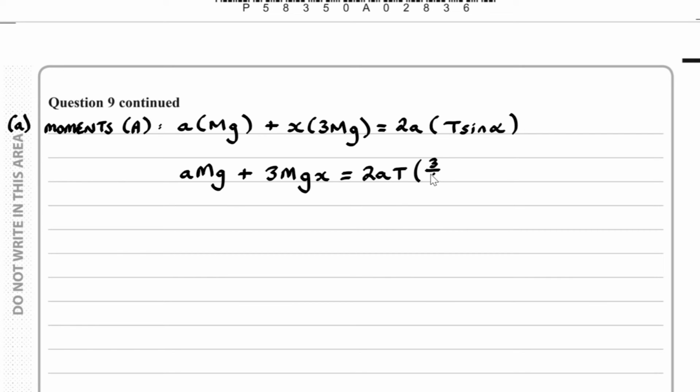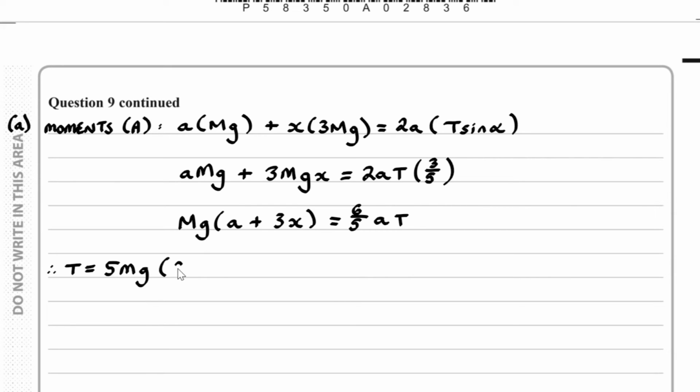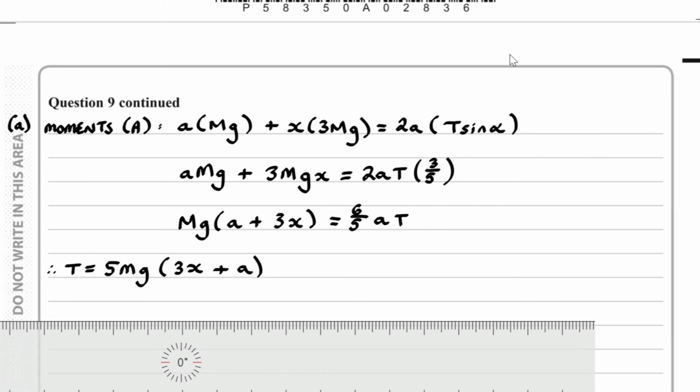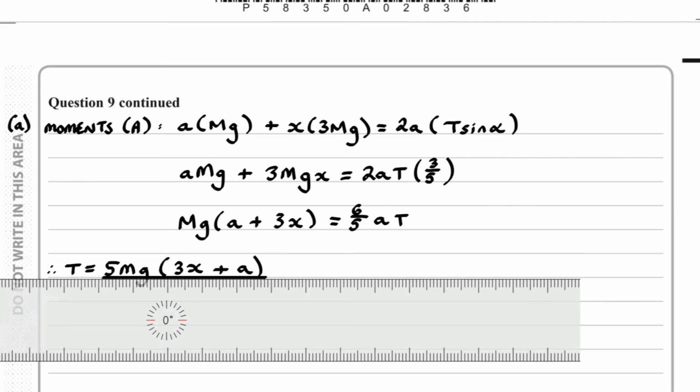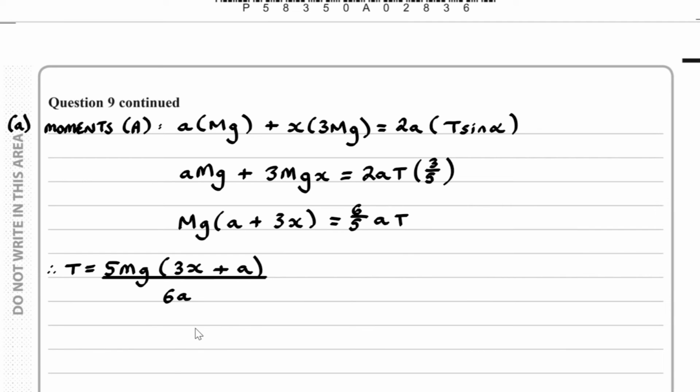2at times by 3/5. And if I factorize out an mg from the left hand side, then I have a plus 3x, and that's equal to 6 over 5 at. And if I solve for t, that means t is equal to, if I multiply through by 5 as well, 5 mg multiplied by 3x plus a. Then I divide this by 6a. So that's how we find out what t is.